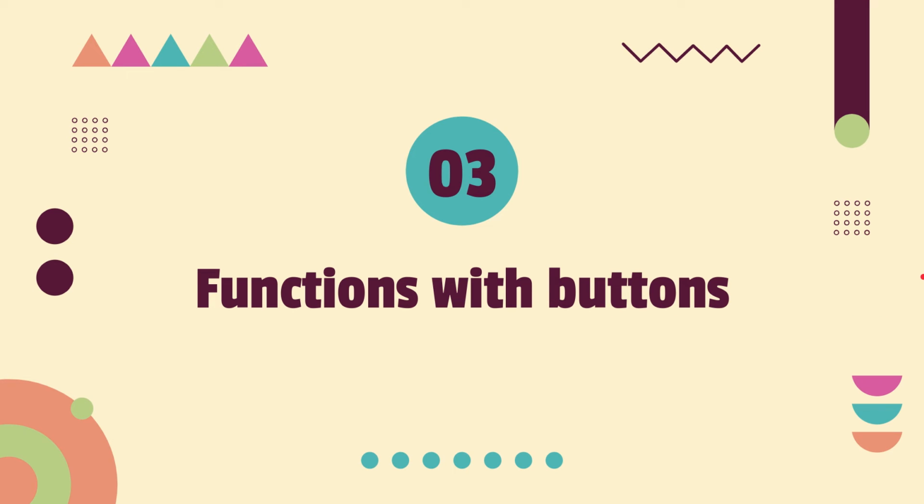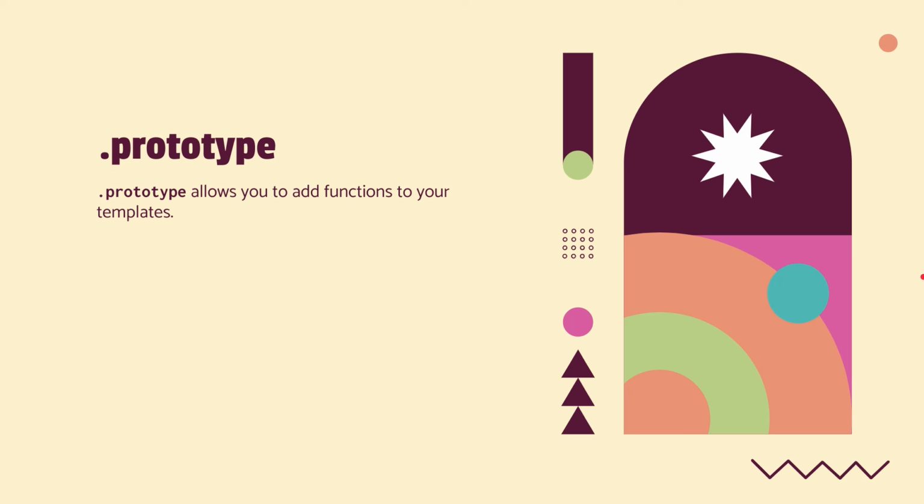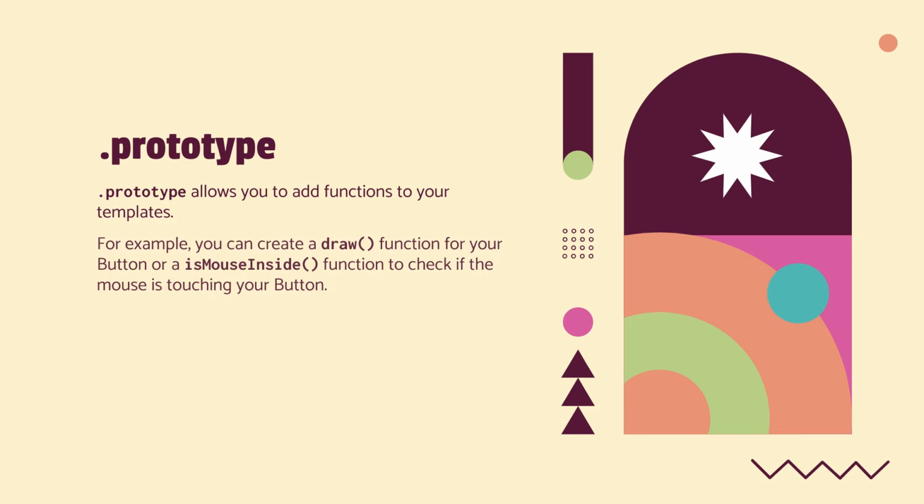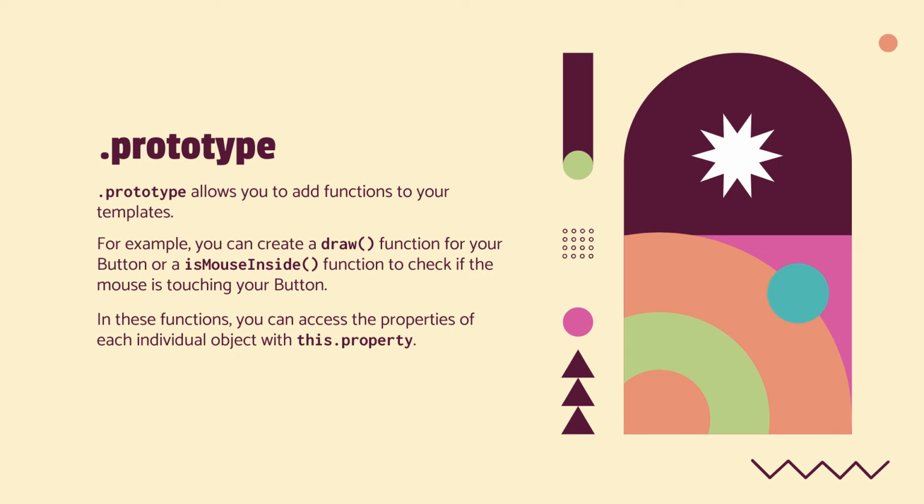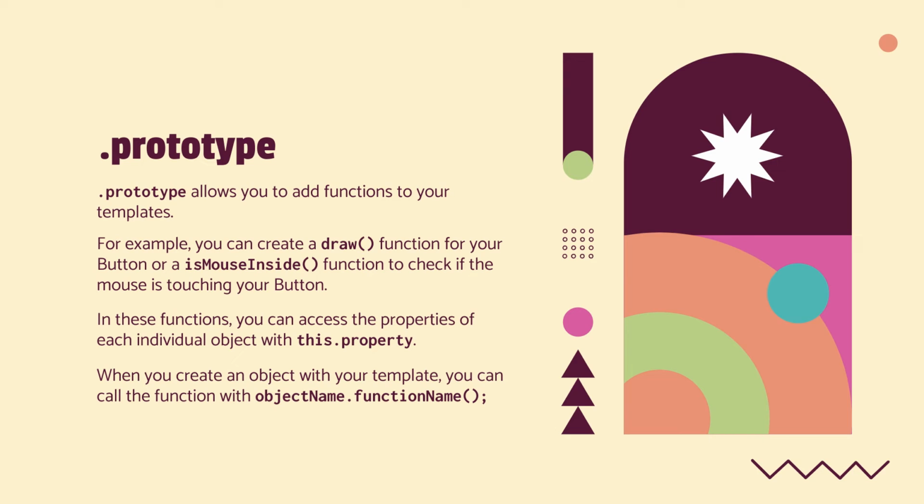Let's move on to functions with buttons. .prototype allows you to add functions to your templates. So we've been talking about config templates, right? You can add functions to your templates using .prototype. For example, you can create a draw function for your button, so that draws out your button. Or you can create an isMouseInside function to check if the mouse is touching your button. In these functions, you can access the properties of each individual object with this.property. When you create an object with your template, you can call the function with objectName.functionName.